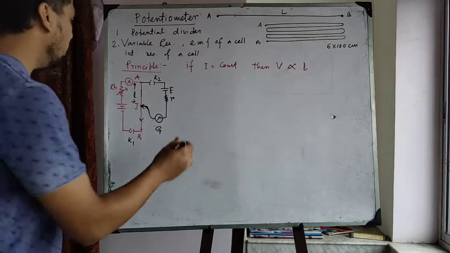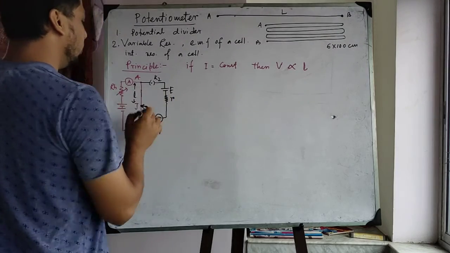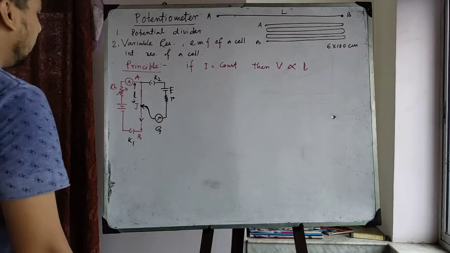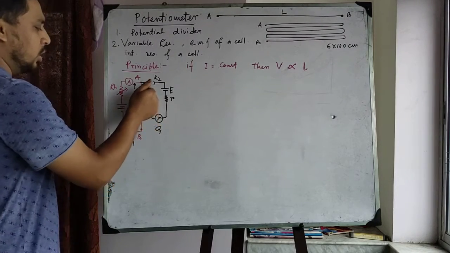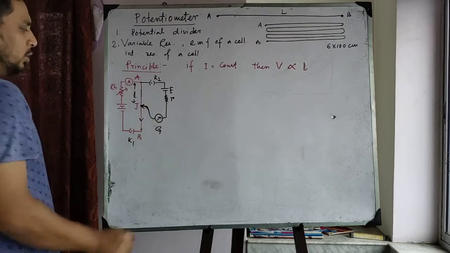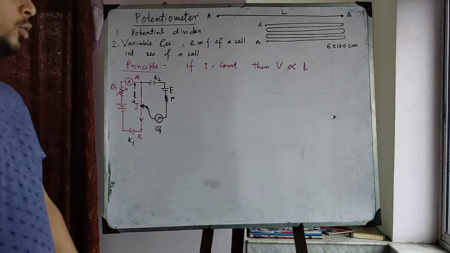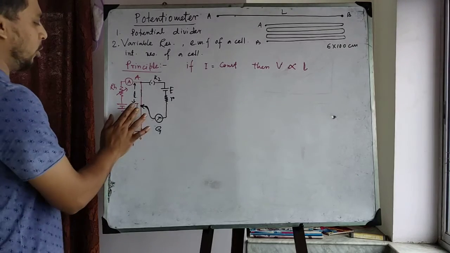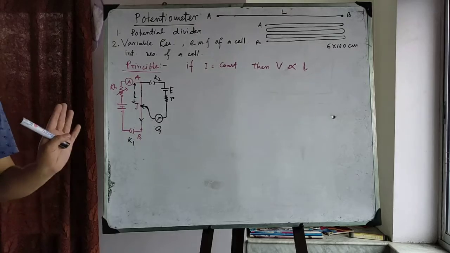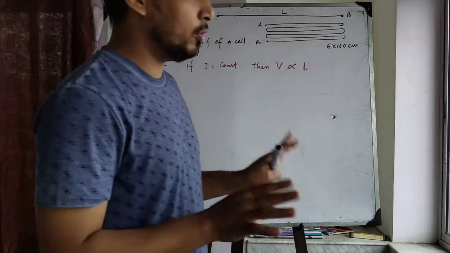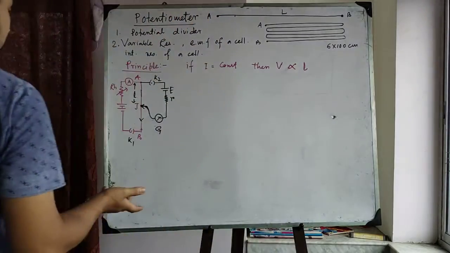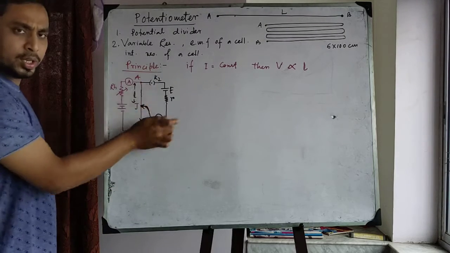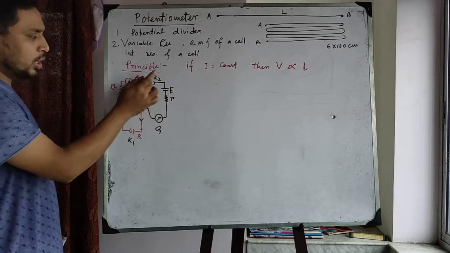Now we close both the keys K1 and K2, and we adjust the jockey sliding on the potentiometer wire, and suppose we find the null point at the point J. That means the galvanometer is now showing no deflection. Why is the galvanometer showing no deflection? It implies there is no current in this circuit.